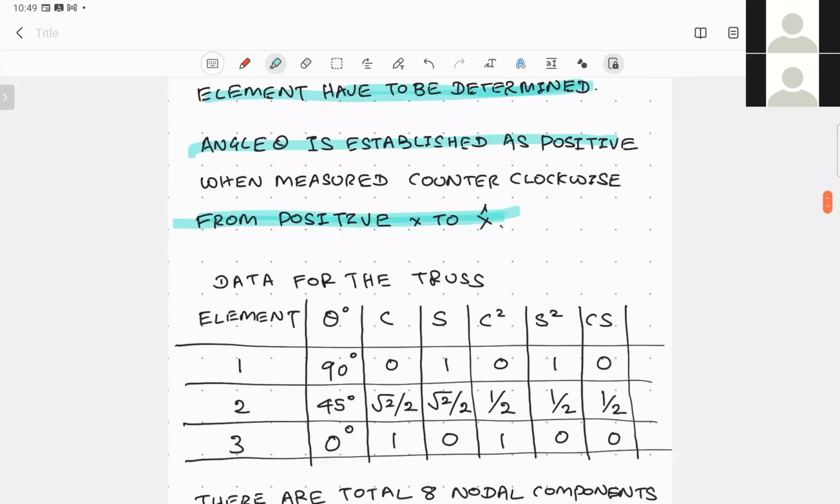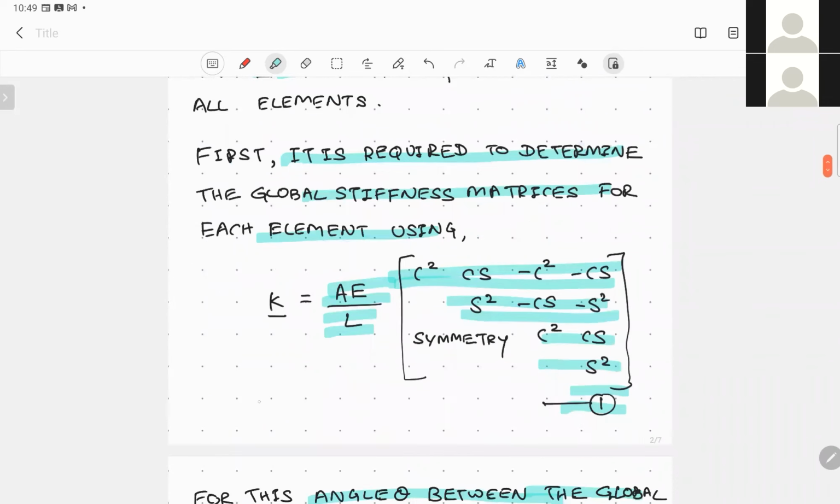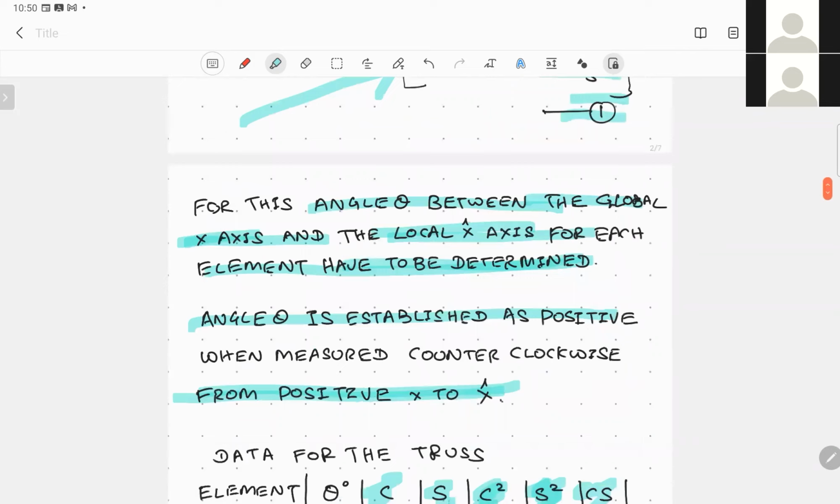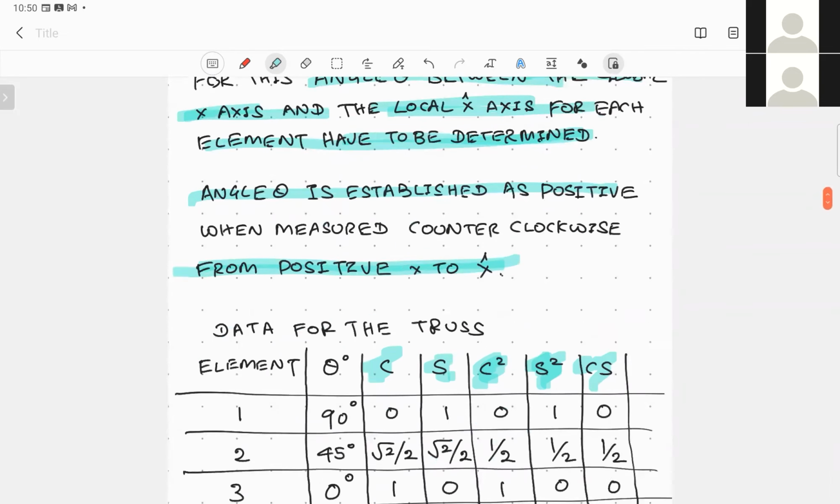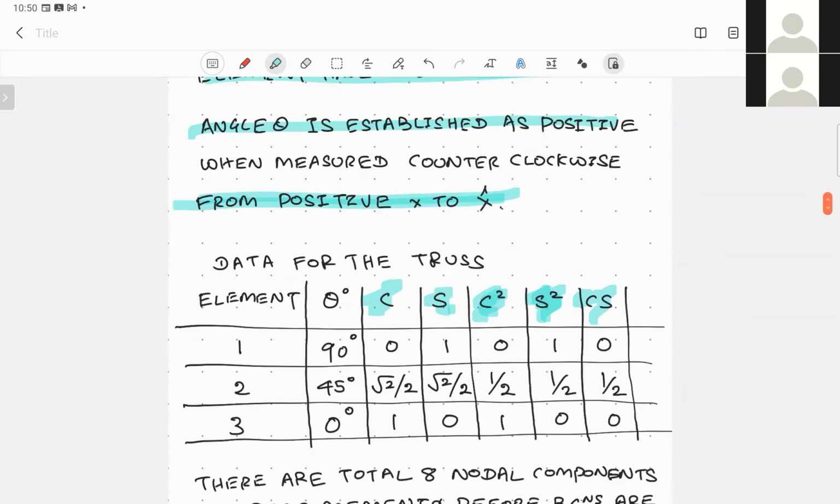Right, keeping that in mind, let's try to find the cosine and sine terms, because we have to obtain cosine squared, sine squared, as well as cosine sine terms, in order to determine this matrix, isn't it? So let's try to find out these different terms for each element. We have three elements. The most elegant way of doing this is to use a table. You can try it on your own now.